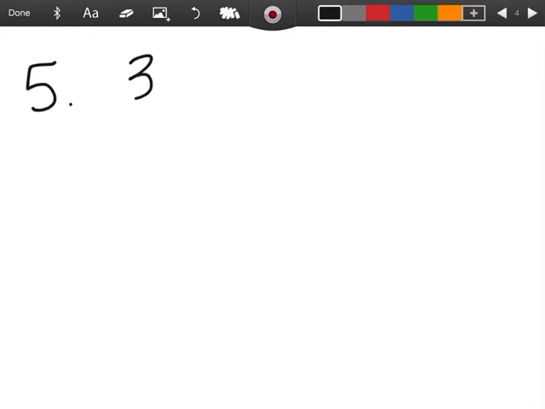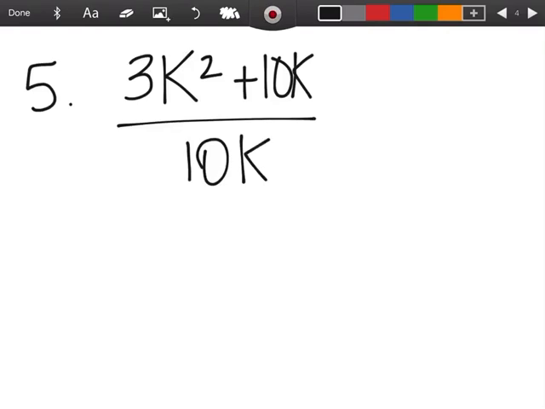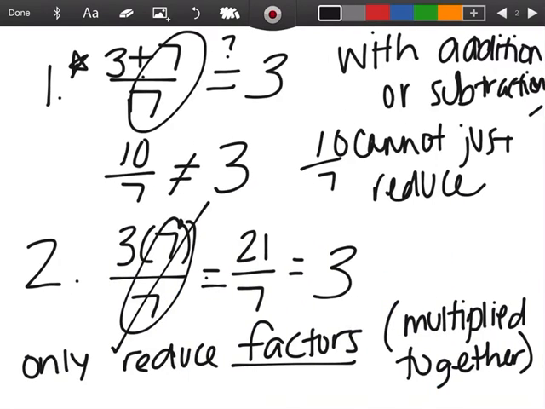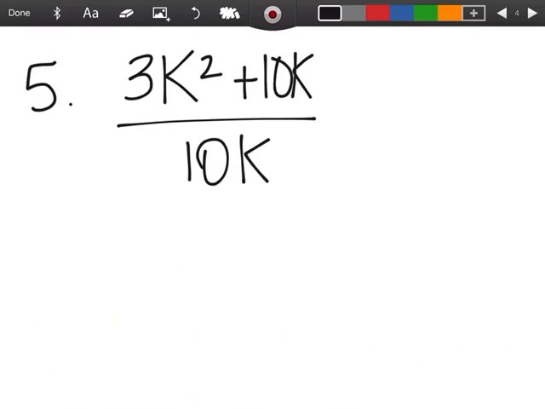So let's see. Before we get into this problem, we'll do this problem first. We get 3k squared plus 10k divided by 10k. Now, if you remember from this problem, the 7's don't just cancel. So because of this addition, the 10k's don't just cancel. So it could be that this is simplified. But I need to be looking at the numerator as factors.